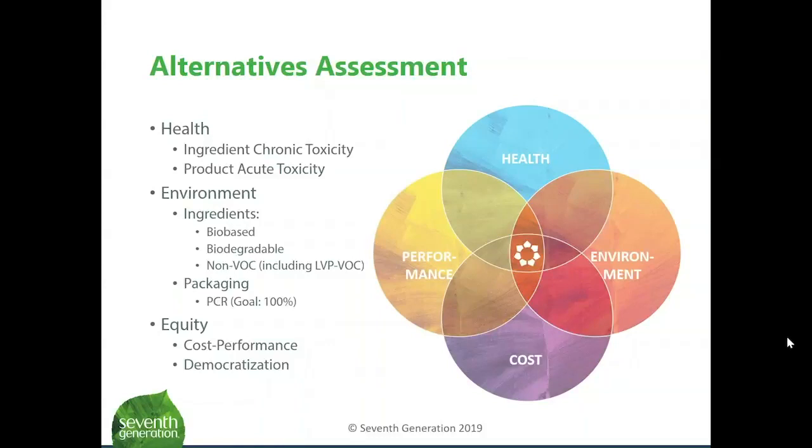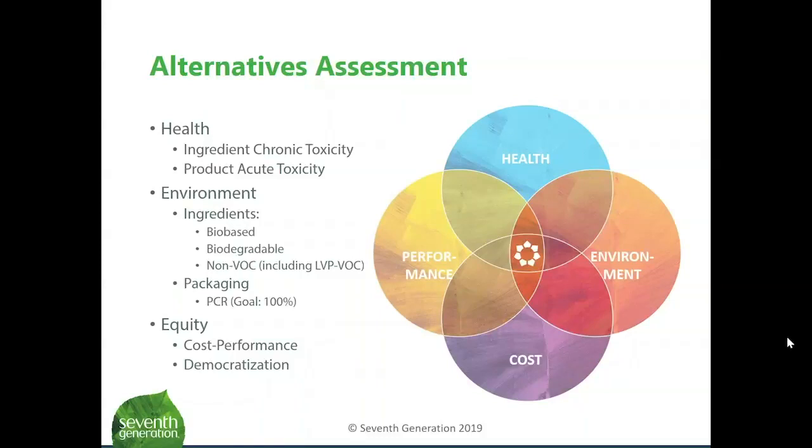So the first thing we do is a green screen style assessment or hazard assessment. And if we see an ingredient has chronic toxicity, we don't use it as an ingredient. And we also work with our upstream suppliers to see that these materials are not used as what are called incidental ingredients. So they're not present in our products.